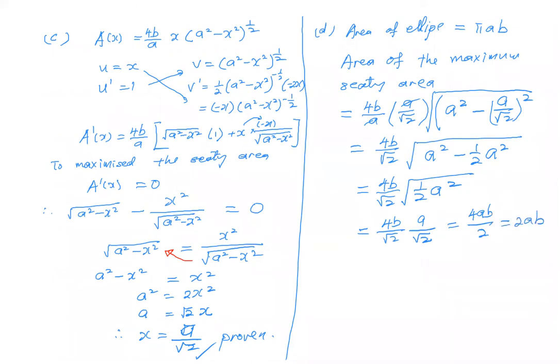So therefore, for the percentage, take the maximum sitting area divided by the area of the ellipse, times 100%. Okay, take out your calculator and calculate the percentage.